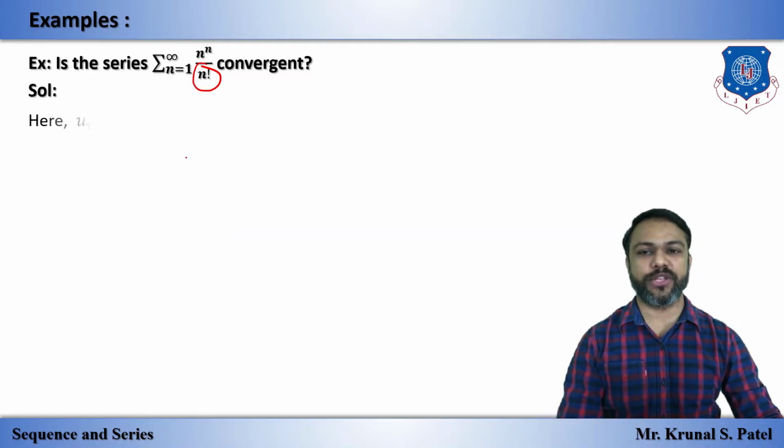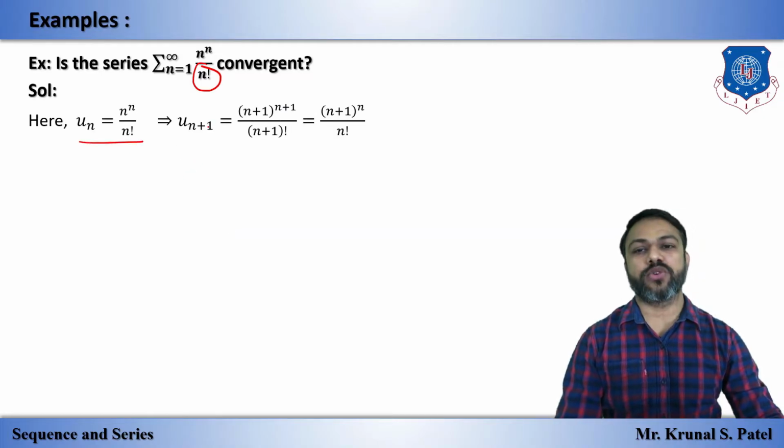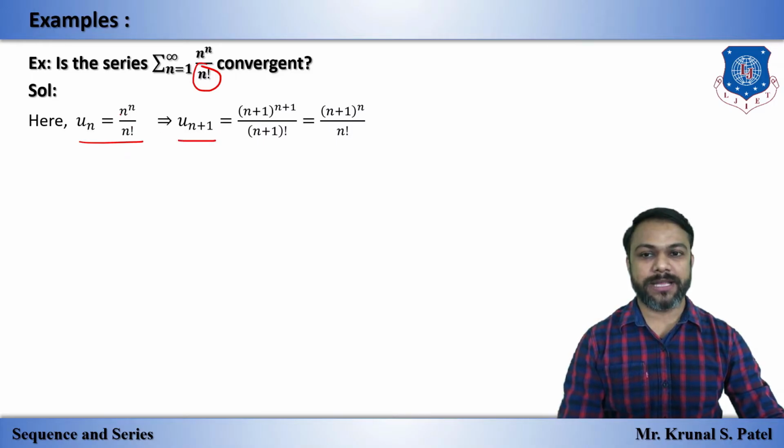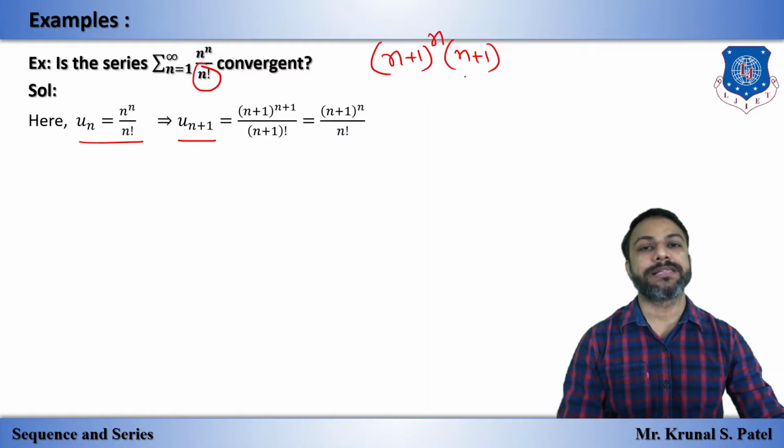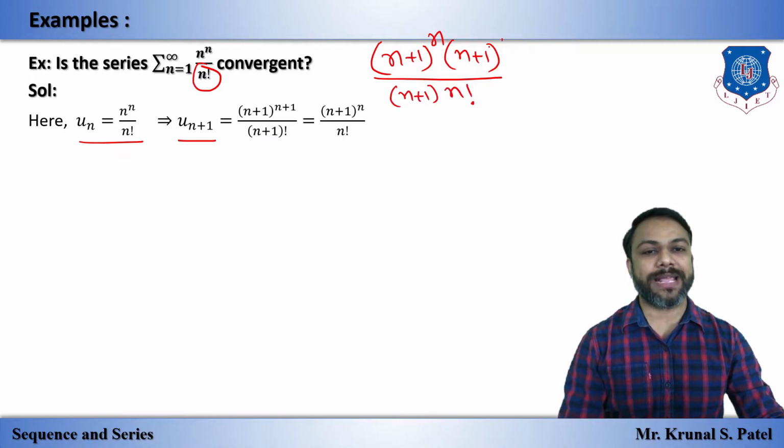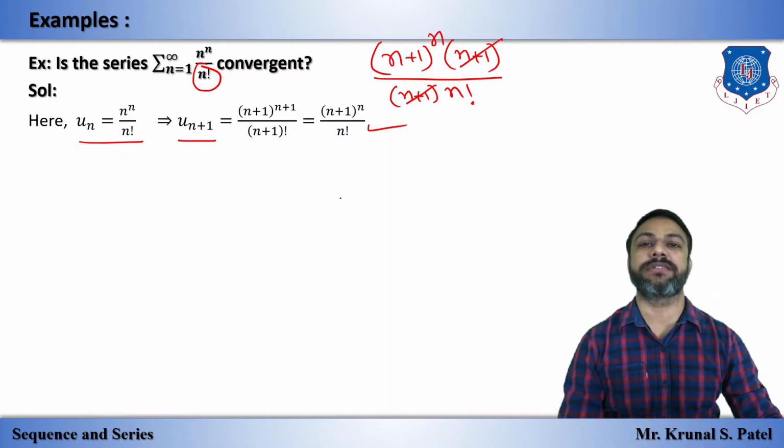Okay, so let's start with the un. We have un, so un plus 1 is (n plus 1) raised to n plus 1 upon (n plus 1) factorial. By simplifying this, we will get this. How? (n plus 1) raised to n plus 1 is written as (n plus 1) raised to n into (n plus 1). Base same, addition of power, so we can separate the base. Divide by this, (n plus 1) factorial is written as (n plus 1) into n factorial. And by cancelling out these two, we will have this.